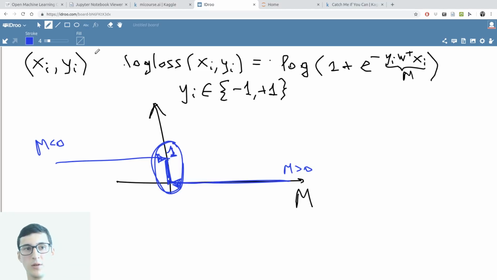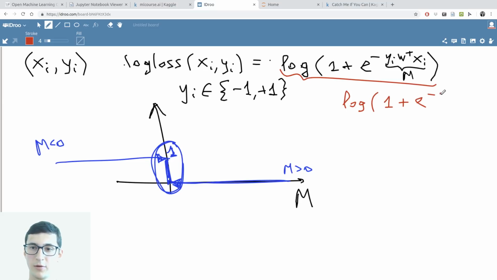So instead, with logistic regression, we introduce some upper bound for that function. So if we plot this log loss, so it's going to be logarithm of 1 plus e to the minus of margin m, the graph for this function will look like this.